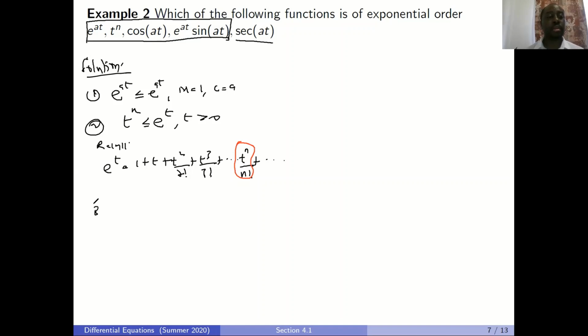Okay. Then 3, cosine of at, right? Well, clearly we know that the absolute value of cosine of at is less than or equal to 1. Right? And 1 is the same as 1 times e to the 0t. Okay, so this is clearly of exponential order for all positive time. So it's of exponential order.